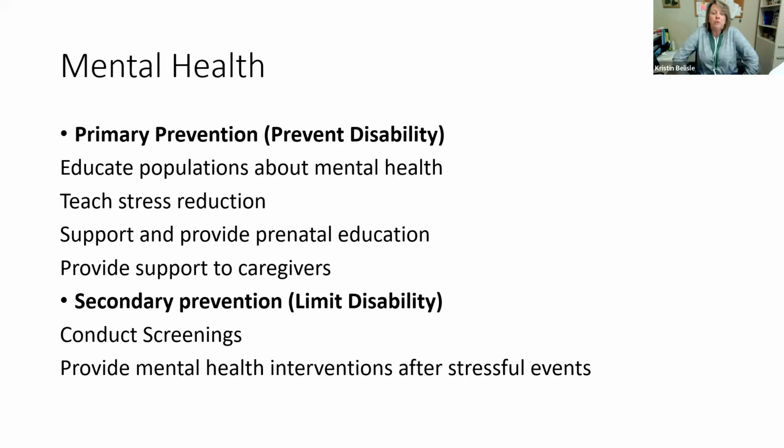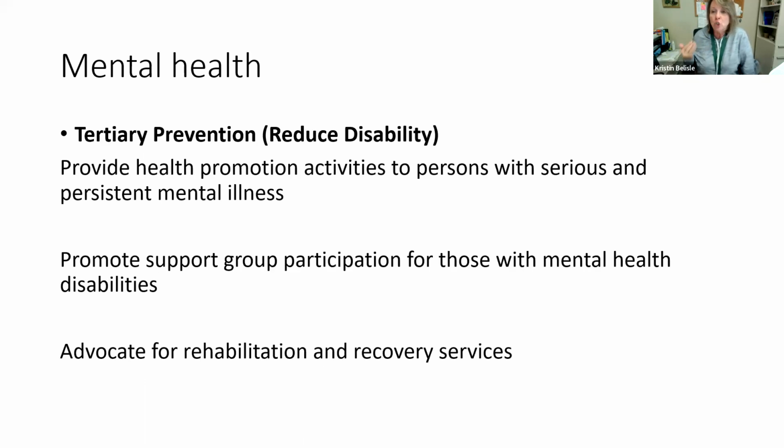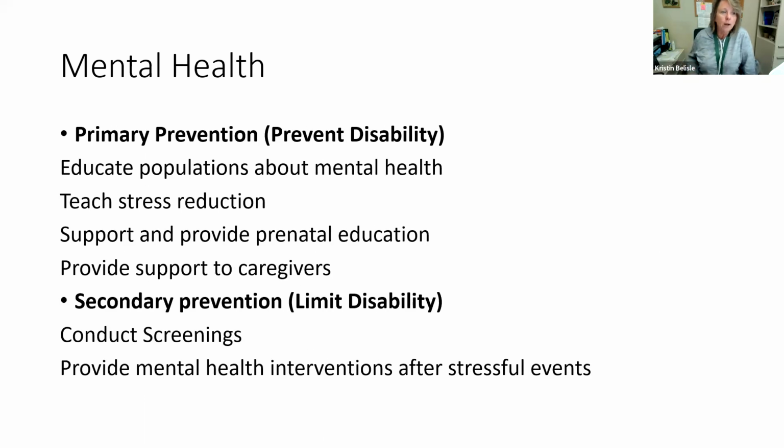Mental health, primary prevention. I want you to look in parentheses. It's straight out of the book. In primary, we're preventing disability. In secondary, we're limiting disability. And in tertiary, we're reducing disability. So in primary, we want to educate populations about mental health. We want to teach stress reduction because we know stress can cause mental health issues. Support and provide prenatal education, provide support to caregivers. So that is our preventing disability, our primary prevention.